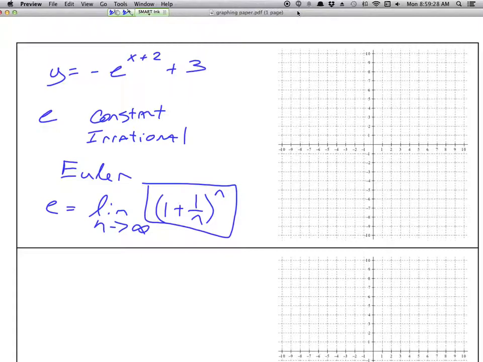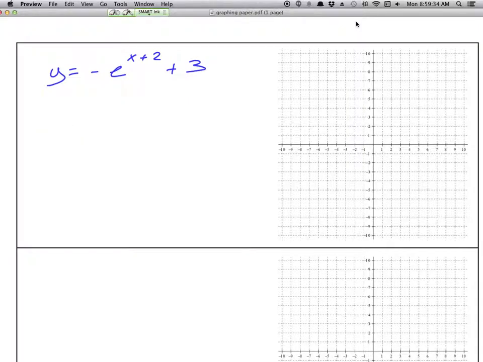So let's get back to graphing this. You're going to graph it in the same way that we always do. So what do I want to do to get started? Find my movements. So what movements do I have here? I've got left 2 over the x and up 3. So what does that mean my horizontal asymptote is?